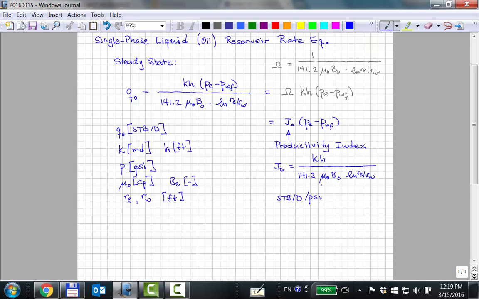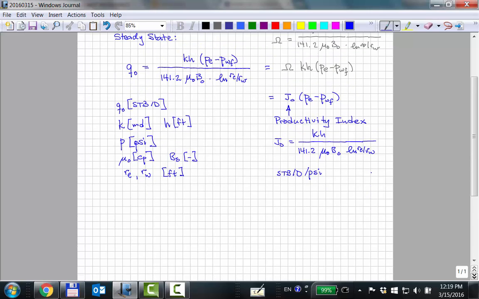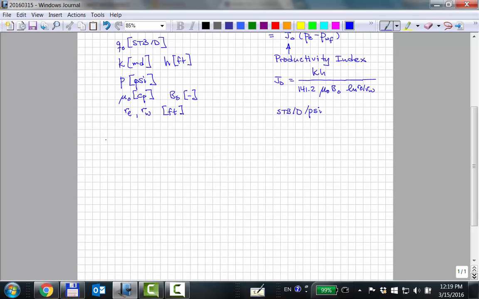The magnitude of that can vary a lot because permeability and thickness and these things can vary orders of magnitude from one field to the next. So we're going to talk about that. Let's look at the quantity, the unit, and the range that you can expect from well to well in the world.